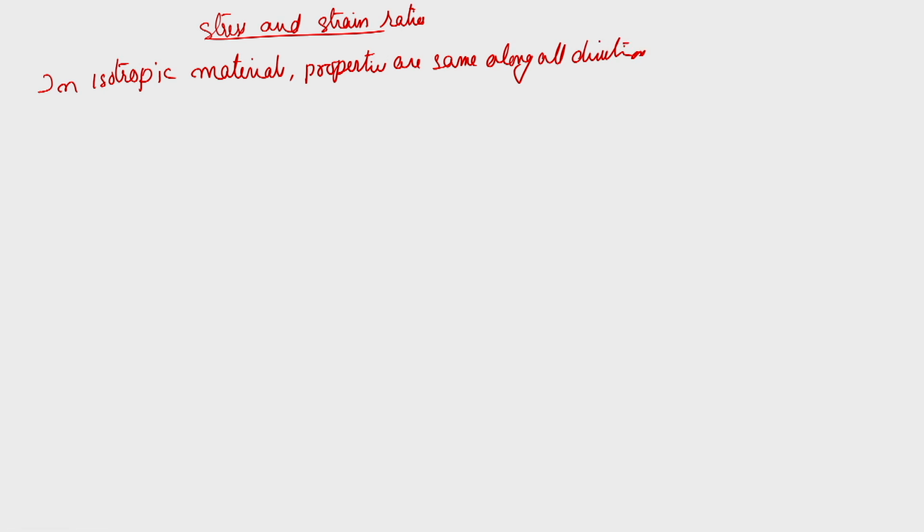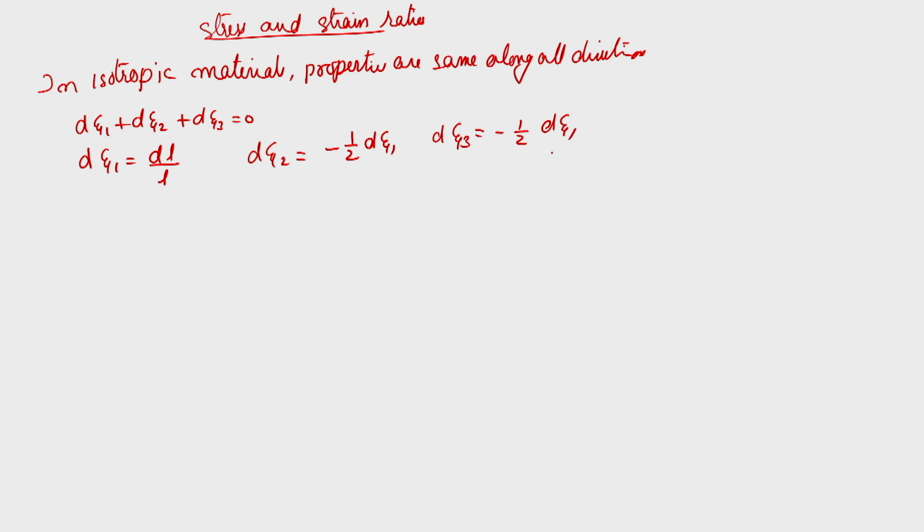So, considering this, the strains in the width and thickness directions will be of equal magnitude. That means d epsilon 1 plus d epsilon 2 plus d epsilon 3 is equal to 0. So, the strain increments in the width and thickness directions will be the same. That means d epsilon 1 is equal to d L by L, and d epsilon 2 is equal to minus half d epsilon 1, and d epsilon 3 is equal to minus half d epsilon 1.